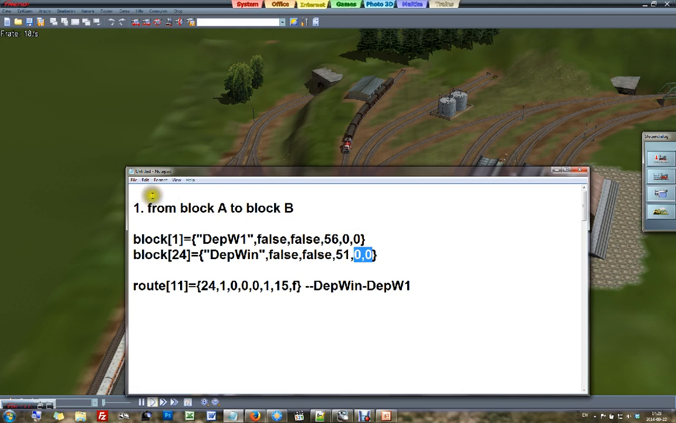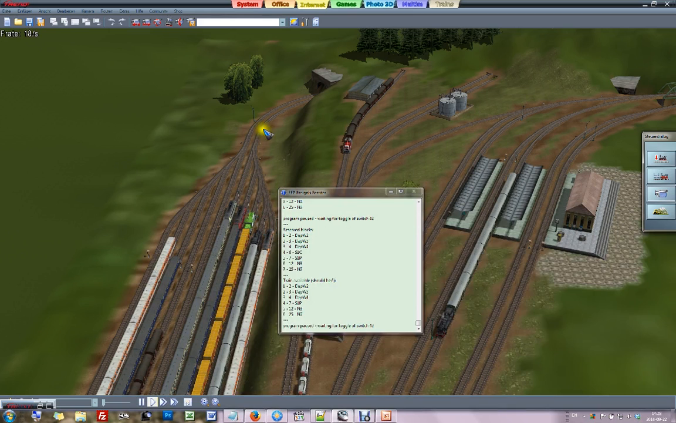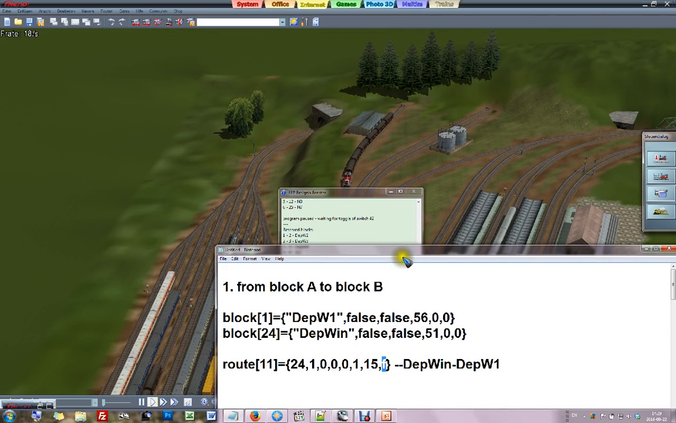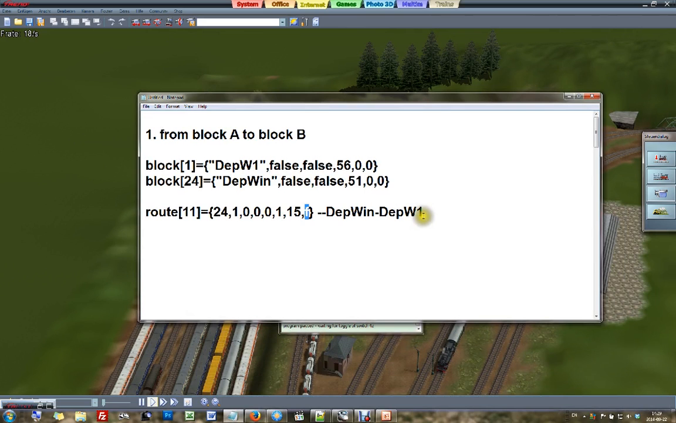So what we have here for this situation, block A to block B, we have the 2 blocks defined, and then we define a route. That route is simply stating I go from block 24, this block, I go to block 1, that was this block. I do not have any via blocks, and then I have to switch one junction. The junction number is 15, and I have to switch it to Vaart. Well, that's obviously one of these junctions we need to switch. Alright, so that is the easiest of the situations, and that always works quite well, no problems at all. If you fill in your block definitions and your route definitions, all should work fine.